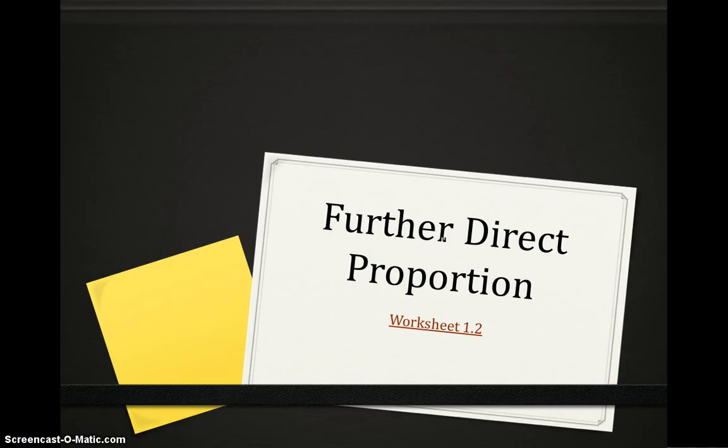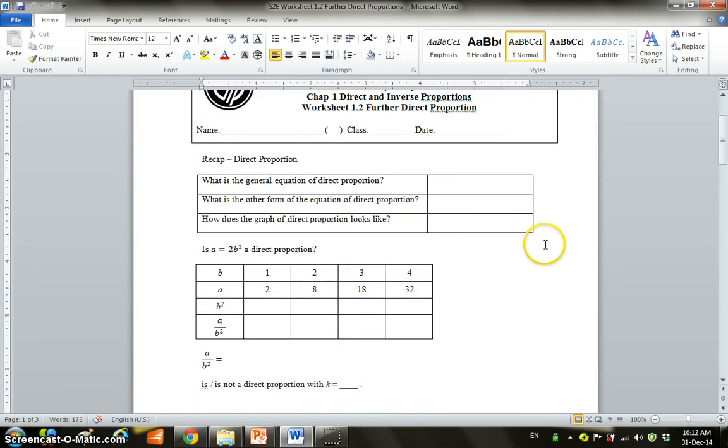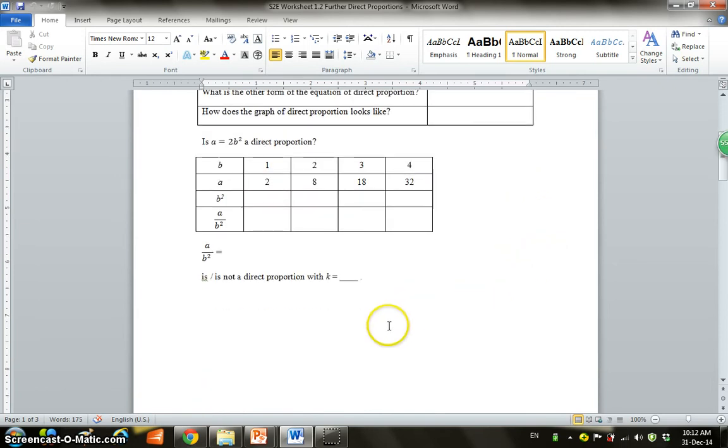Hope you had a good lesson for 1.1 direct proportion. Today we'll be continuing with further direct proportion on worksheet 1.2. So check, do you have this worksheet with you before you start and continue with the video?